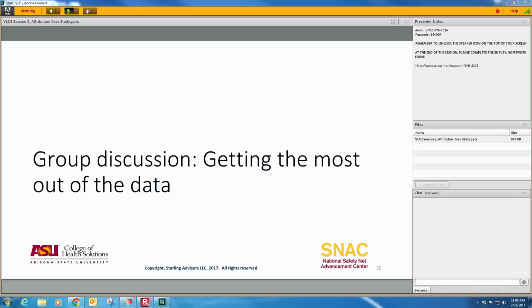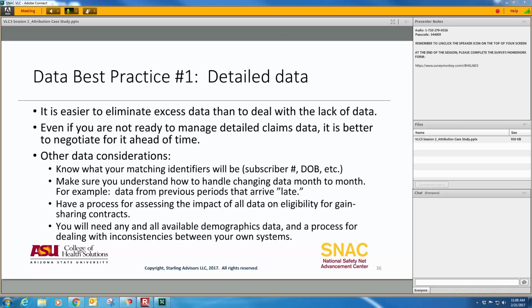Okay. Well, I'm going to move into just a quick discussion of how we see groups getting the most out of their data. And then we're going to assign out some homework for you, really easy stuff, just like last time, and we'll get you on your way, hopefully right on time, maybe even a little early.